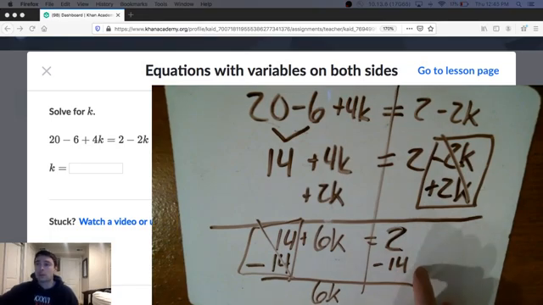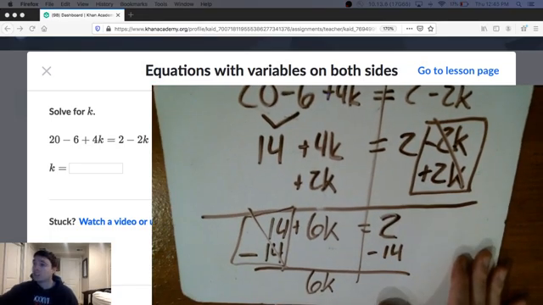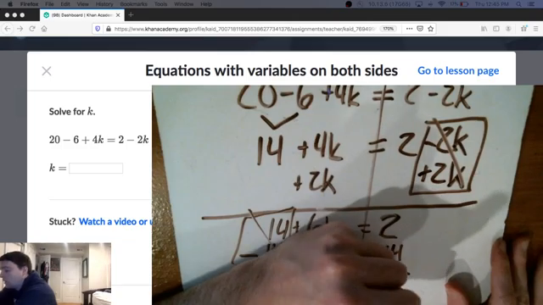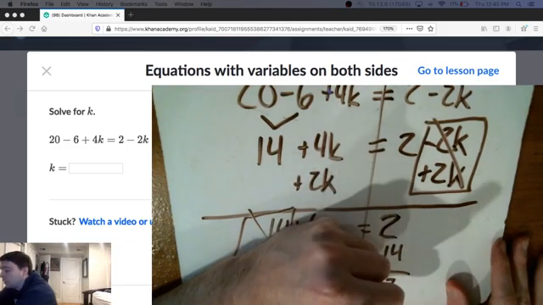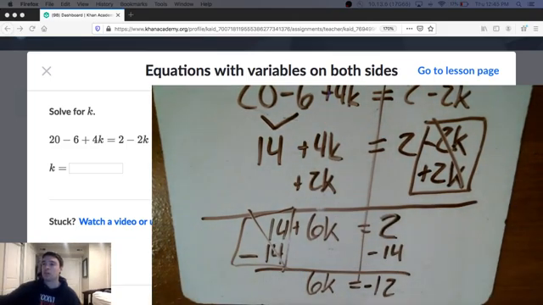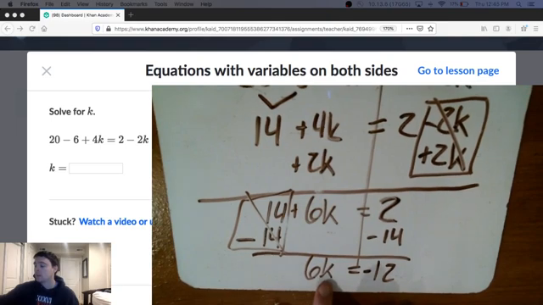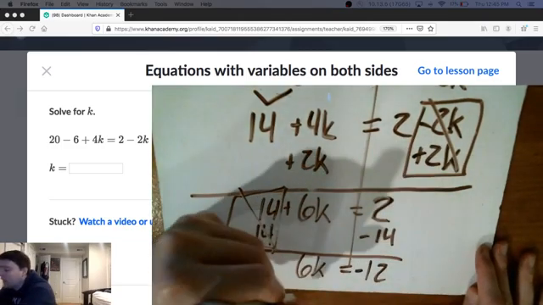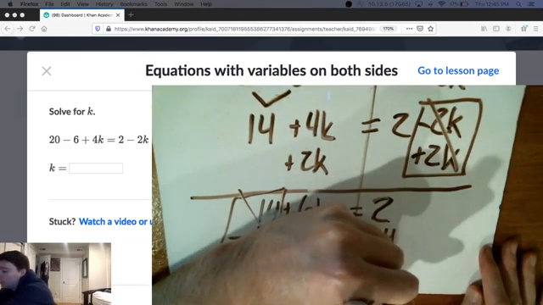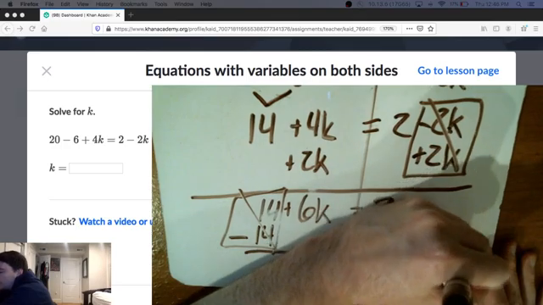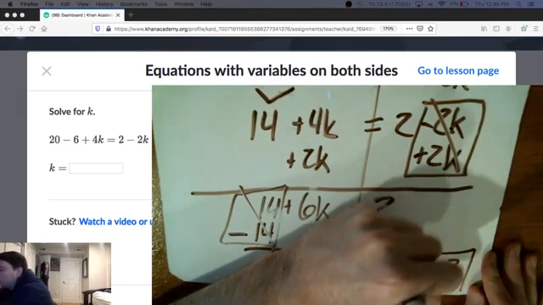2 minus 14, that's similar to 14 minus 2, which would be 12, but this is the opposite. It's 2 minus 14, so we get a negative 12 there. 6 times k equals negative 12. What number for k multiplied with 6 would make negative 12? I'm going to try to go quick here. I think 2 times 6 would give us the 12, so k must be equal to 2, I think.